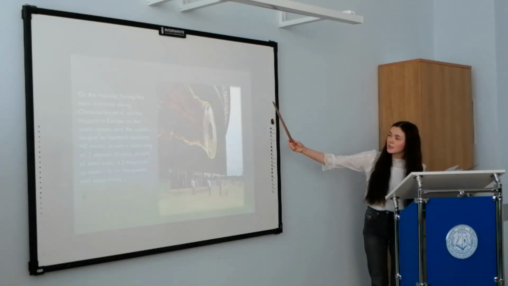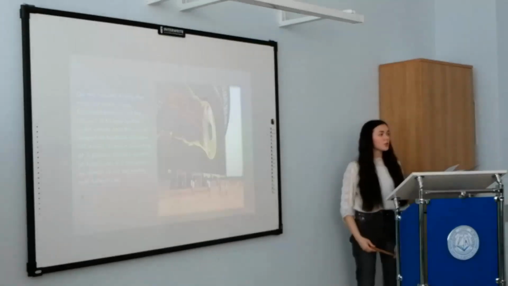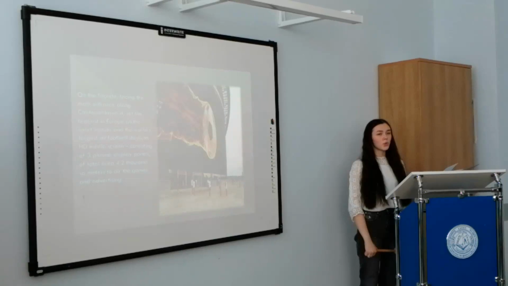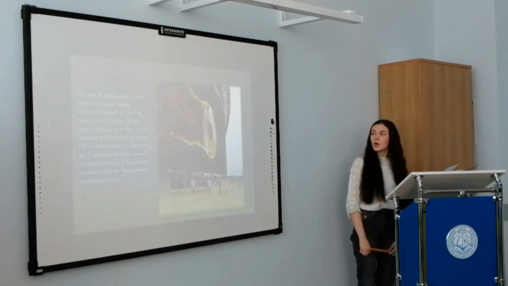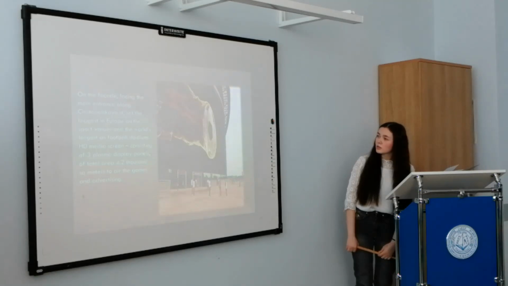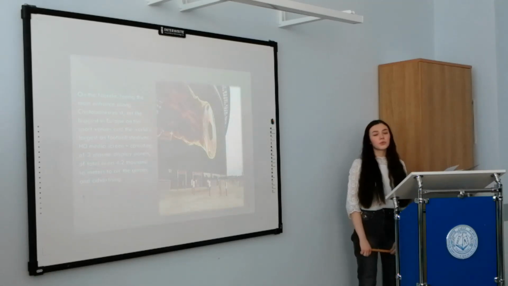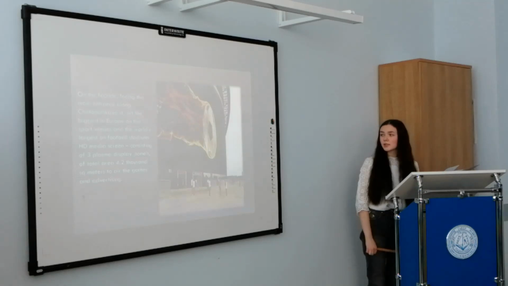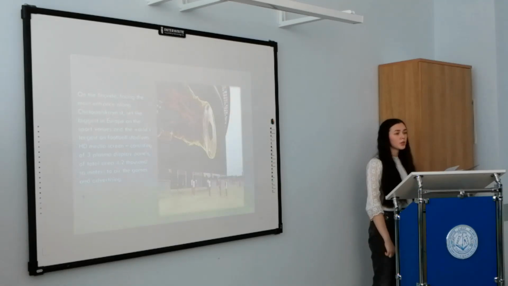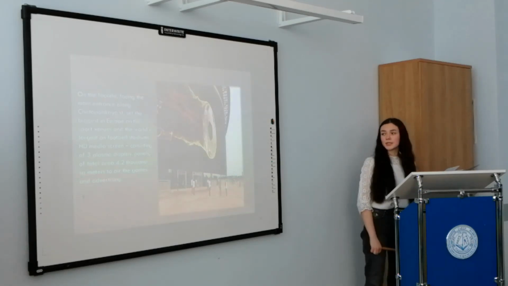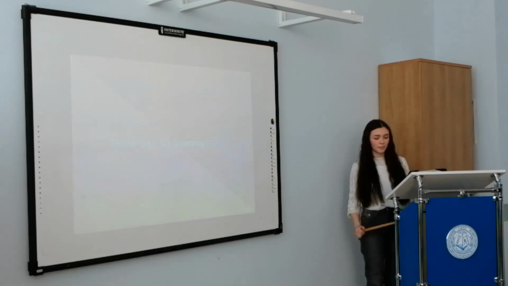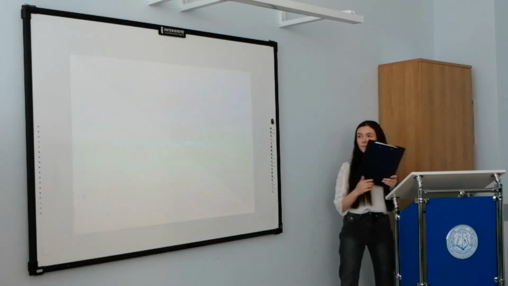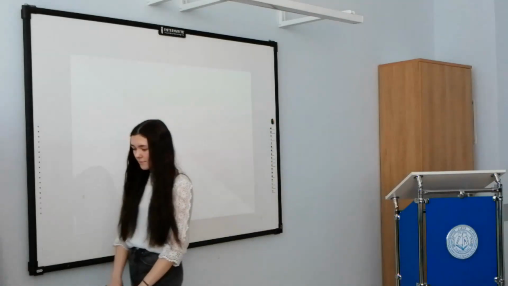On the facade facing the main entrance along Chistopolskaya Street sits the biggest HD screen in the world, consisting of 3 plasma display panels of total area 4,200 square meters, to show the games and advertising. Okay, great, thank you. So we have prepared your questions to this project.